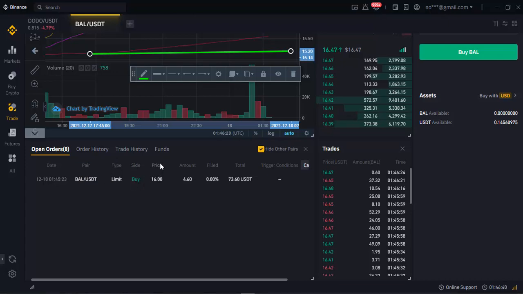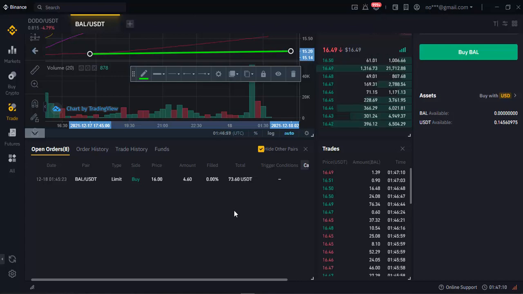Buy. You are buying. The price is going to buy at $16, and the amount of BAL we are going to get is what? 4.6 pieces of BAL. It has filled 0.00%. It hasn't filled at all. This is the total we are going to spend. The total USDT we are going to spend on this trade is 73.6 USDT.